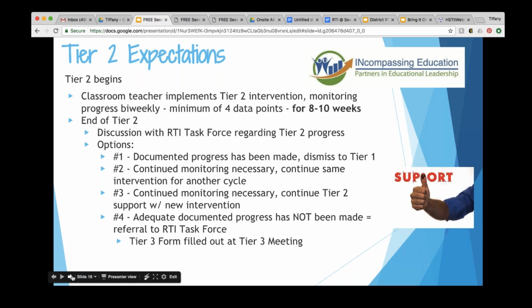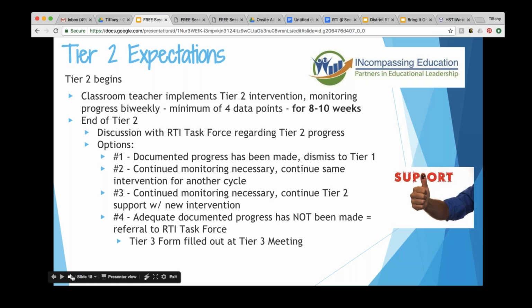Option number 2 would be that continued monitoring is necessary, so keep doing that same intervention for just another intervention cycle, collecting additional data points so that you can have a better idea of exactly where that kiddo is when you come to make that next decision at the end of the new cycle. Option number 3 would be that continued monitoring is necessary. So continue that Tier 2 support, but create a new intervention plan for what that cycle is going to look like.